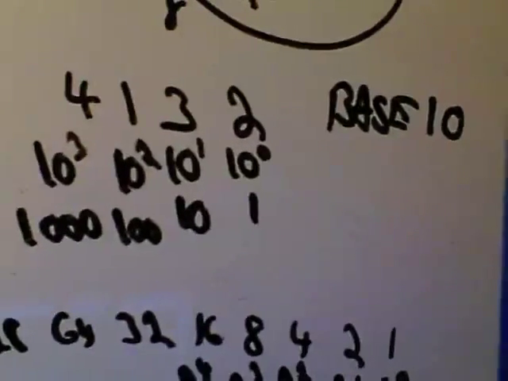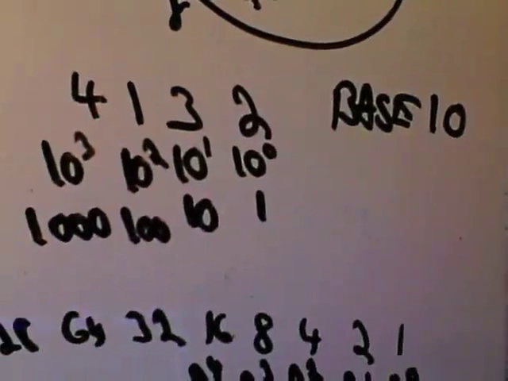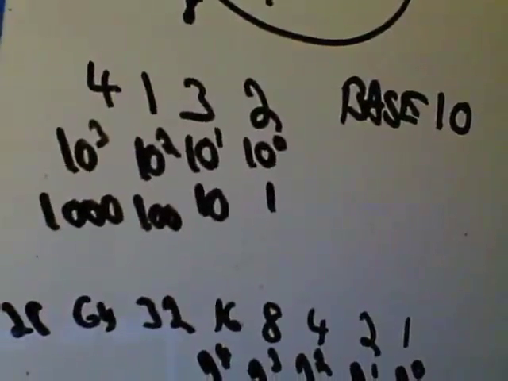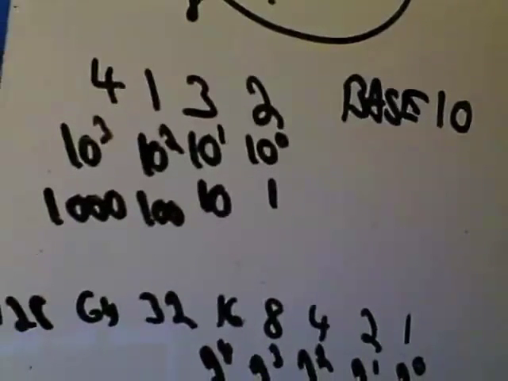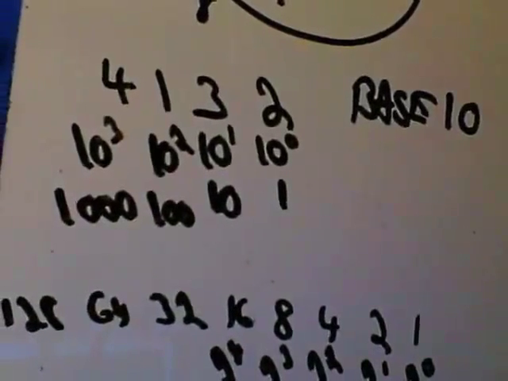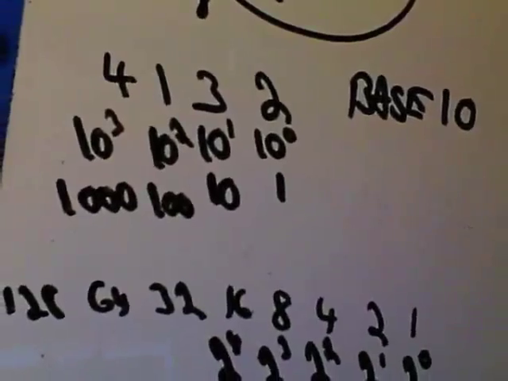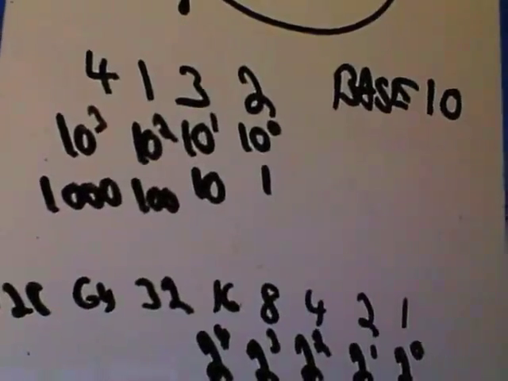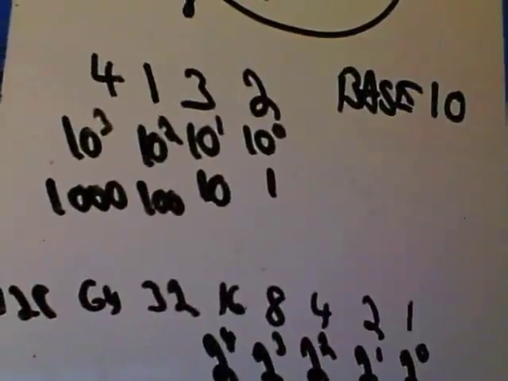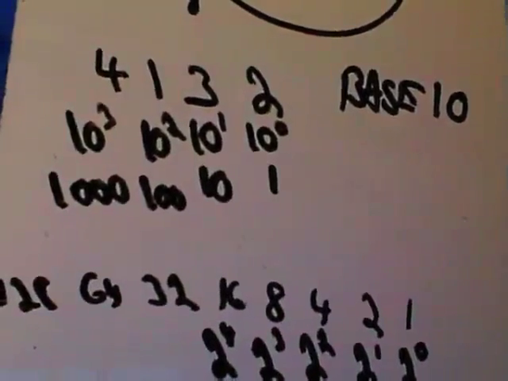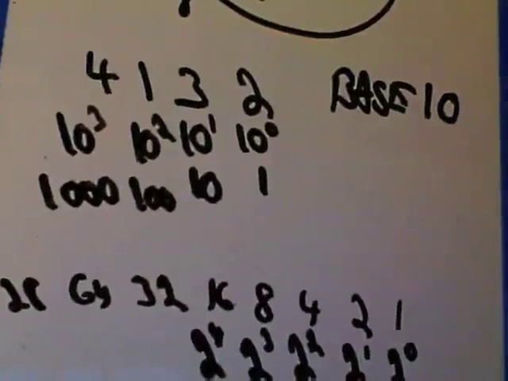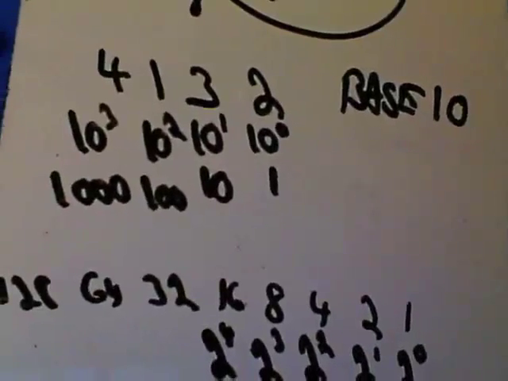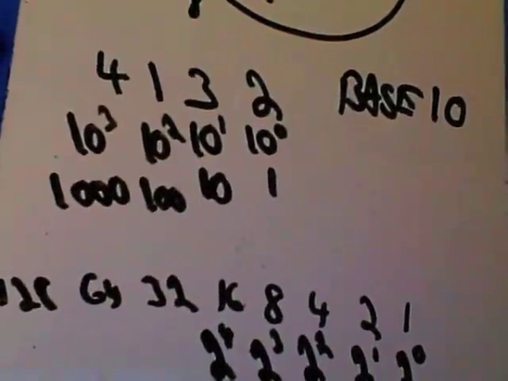4,132. And we know this to be a base 10 number. Well, what does that mean? Well, let's take a look at going from your right to left. We know that base 10 can use any digit from 0 to 9. And if we have a 4-digit number, starting at the far right, that is the value of 10 to the 0, or 1. The next one, the 3, is 10 to the first power, or 10. The next one, the 1, is 10 squared, or 100. The 4 is the place value of 10 cubed, or 1,000.